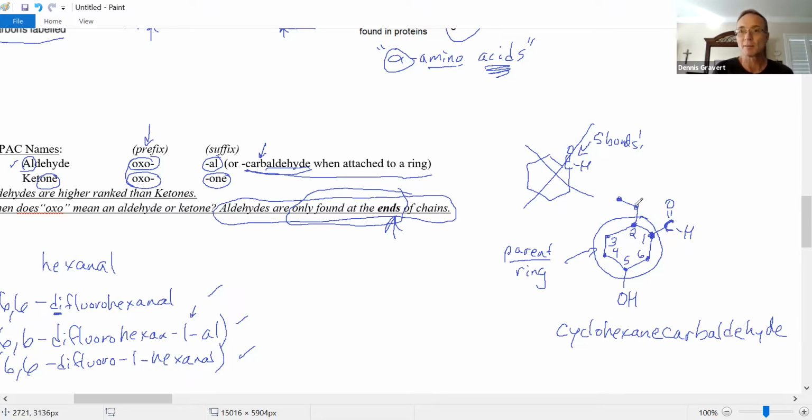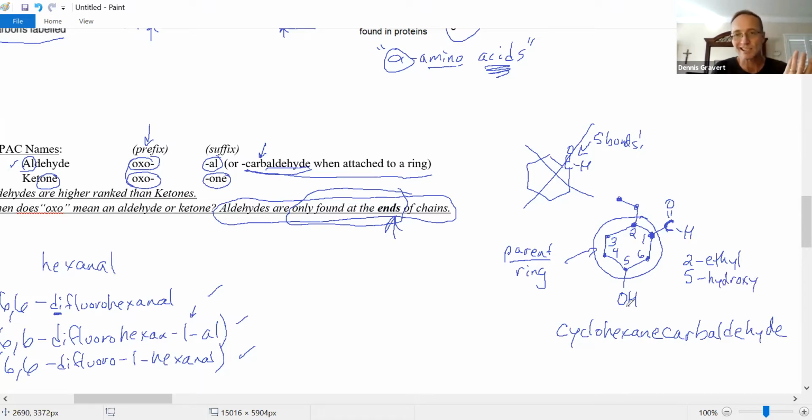Step 4 is number and label extra groups. Well, on carbon 2, there's an ethyl. And on carbon 5, there's the alcohol. Wait, don't use the ol suffix. Suffix is reserved for the highest ranked group. Aldehyde already claimed that with carbaldehyde. So sorry, alcohol, you've been demoted. You have to use a prefix name, and it's hydroxy.